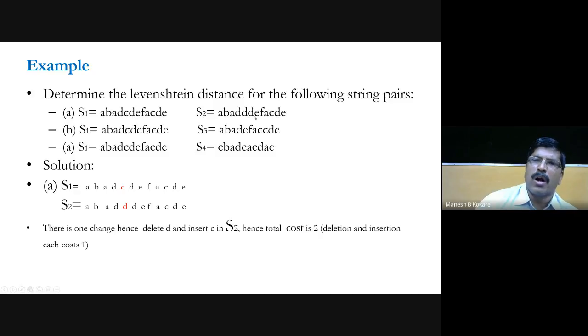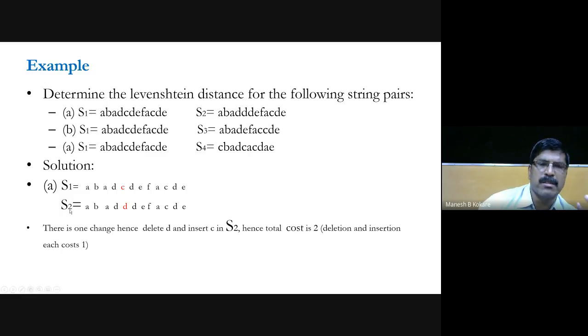Now we'll find the similarity between the S1 class and the S2 class by using edit distance. See where the difference is. Here A is there, here is also A, so A, B, A, D. The only change is that in S1 class this is C, whereas in S2 class this is D. The next one is D here, here also D, then E, F, A, C, D, E, all of those are the same.